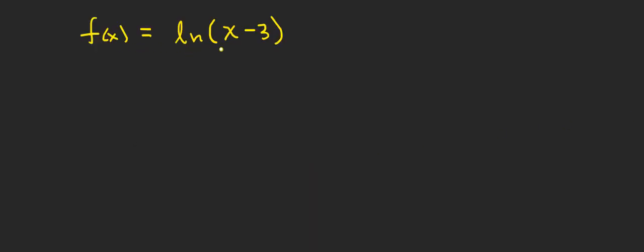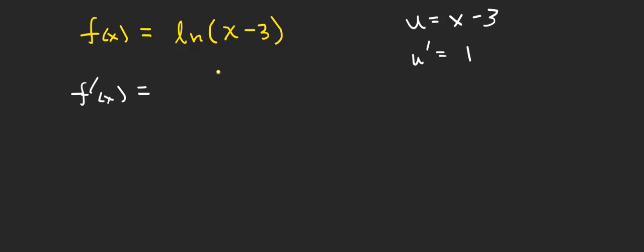You have f of x equals natural log of x minus 3. How do you find f prime of x? Well, what is u? U is x minus 3. What is u prime? It's just 1. So it's going to be 1 over u, which is x minus 3. So that is f prime of x.